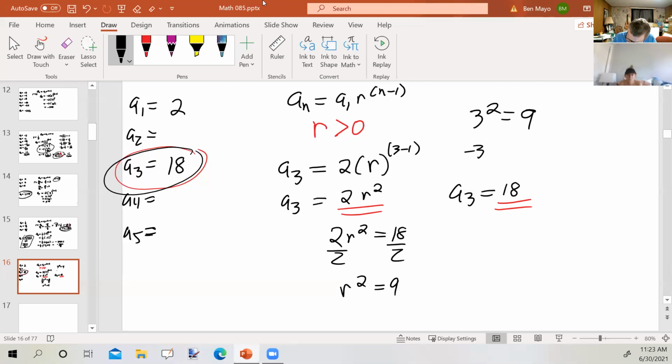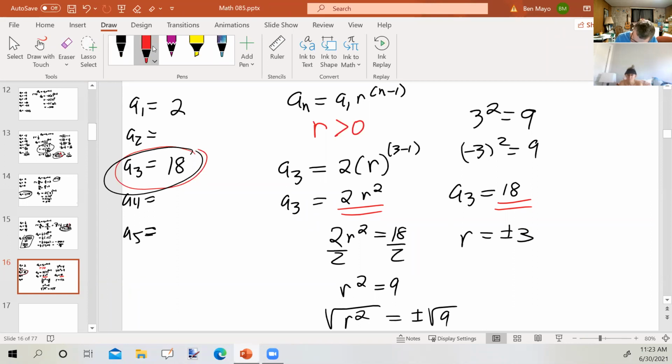What about -3? Does -3 squared equal 9? Yes, it does. And the way we can get that, and this is getting formal with it, is to take the square root of both sides. We're going to put a plus or minus outside here, and we get r equals plus or minus 3. That's acknowledging the 3 and the -3, okay? So we've got r equals -3 or r equals 3.